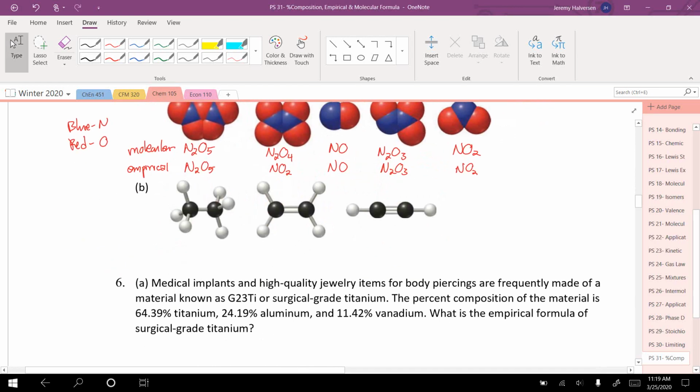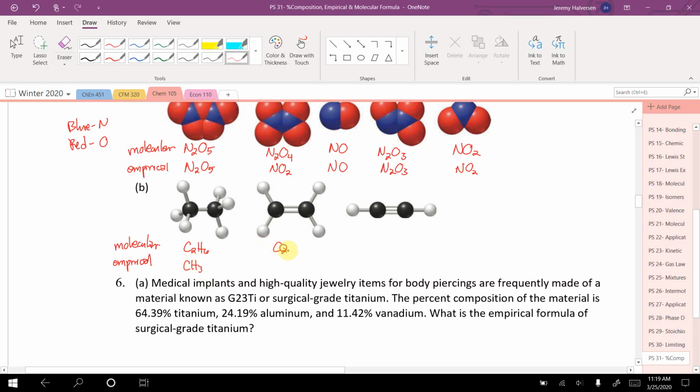All right, so let's do this now. Molecular and our empirical. Okay, my molecular is C2H6. So my empirical would be that reduced, which would just be CH3.